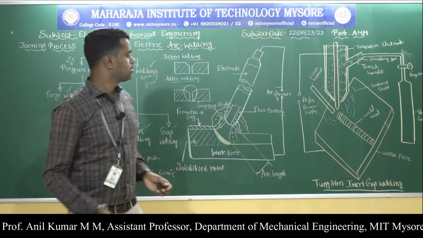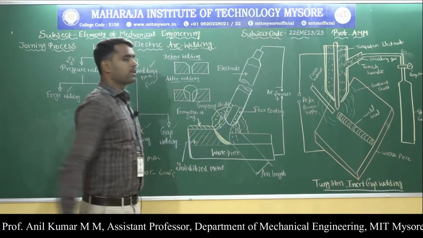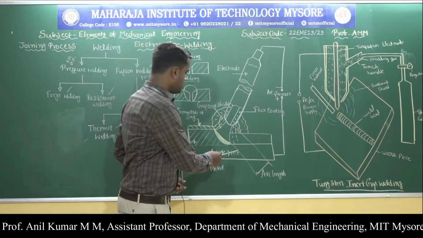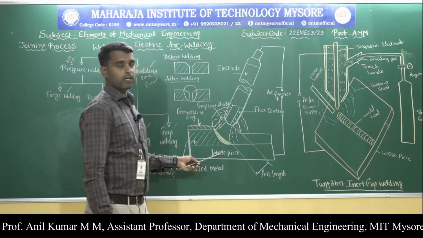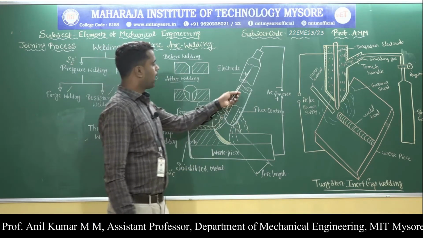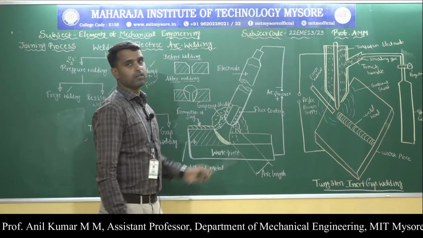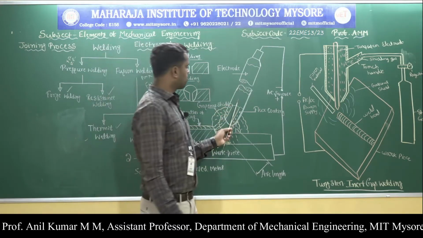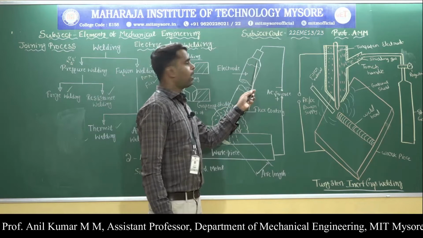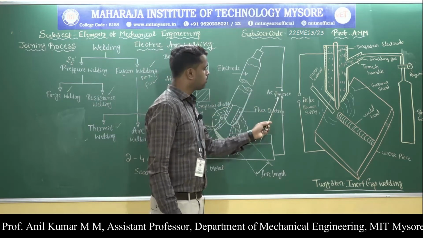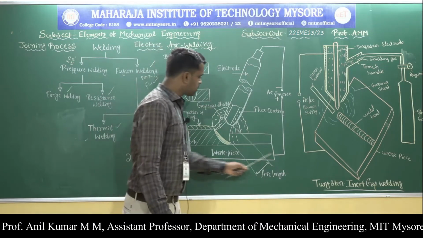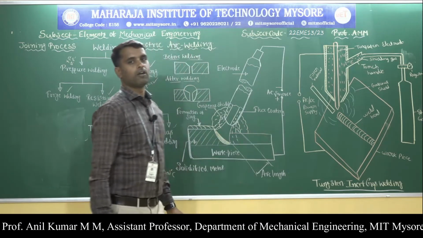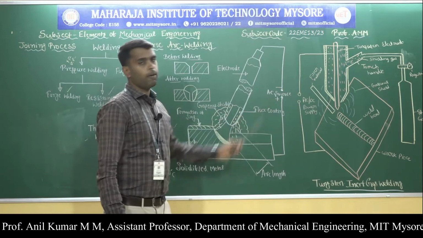Now let us discuss the working of electric arc welding. Here is the workpiece material which is going to be joined. This is the electrode, and the flux is coated over the electrode. The electrode is connected to the electrode holder, and this holder is connected to the negative terminal of the power source, and the workpiece is connected to the positive terminal of the power source.